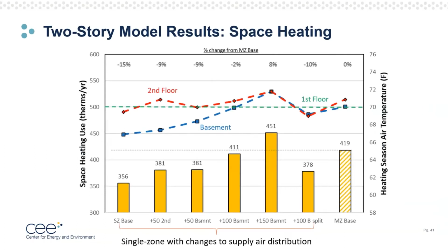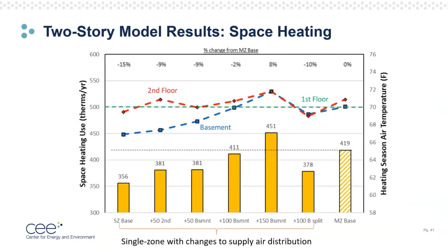So what we did was compile the energy use and zone temperature data for the multi-zone system and for the various configurations of supply air for the single zone system. So this chart has quite a bit of information in it, so bear with me a little bit. The bars indicate the heating season gas use.